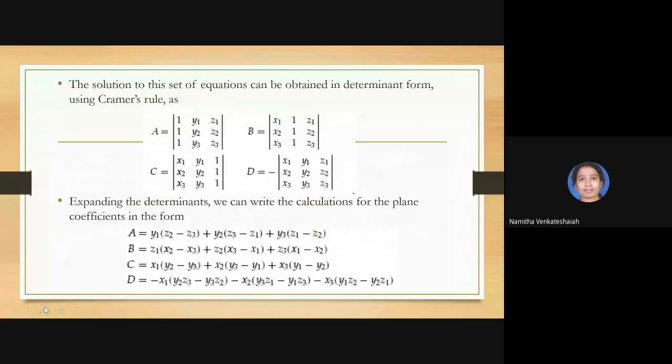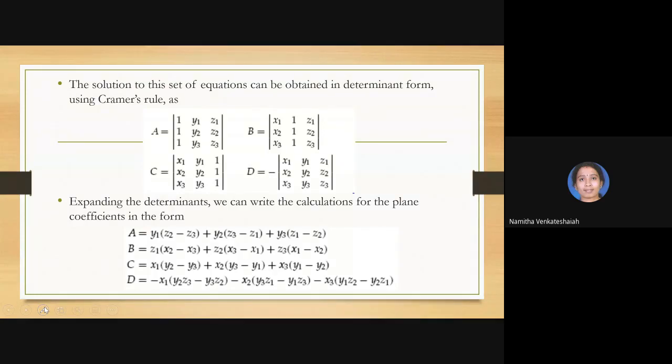So this is how we get the solution. Cramer's rule. Directly you can write this. So A is equal to, in the first column, all ones. Okay? Because A is multiplied by X, you can remember it like this. First column, all ones. In the second and third column, Y parameters and Z parameter.